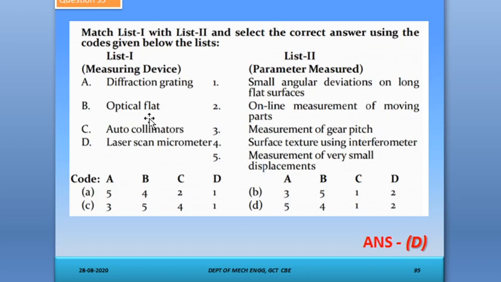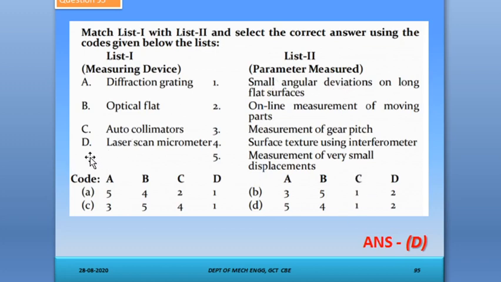Optical flat: surface structure using an interferometer. By using the interferometer principle, we measure the surface roughness. Optical flat is used for surface roughness. C, autocollimator. Autocollimator is used to measure small angular deviations on long flat surfaces. C1.